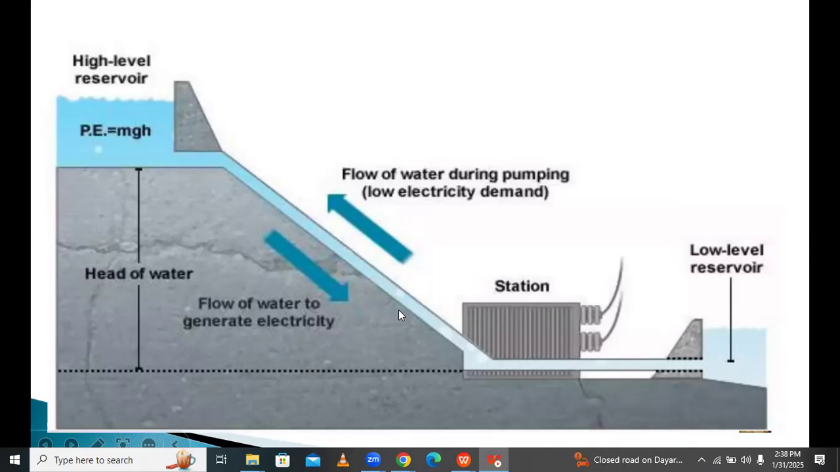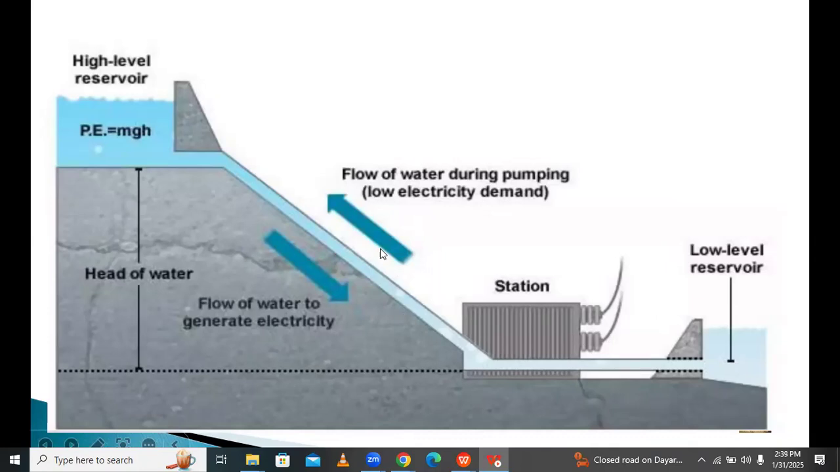And to use the electricity under light load condition, low electricity demand, the machine you are using can act as a motor and pump the water from the lower reservoir to the upper reservoir. Like this, these are the two operations, charging and discharging. Flow of water during the pumping. Like this, these are the two directions of water flow.